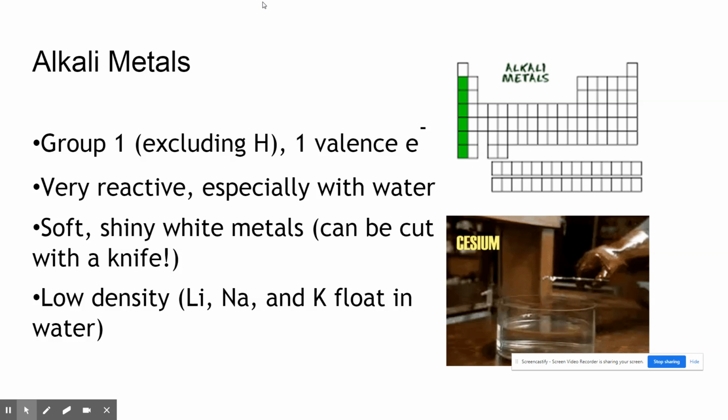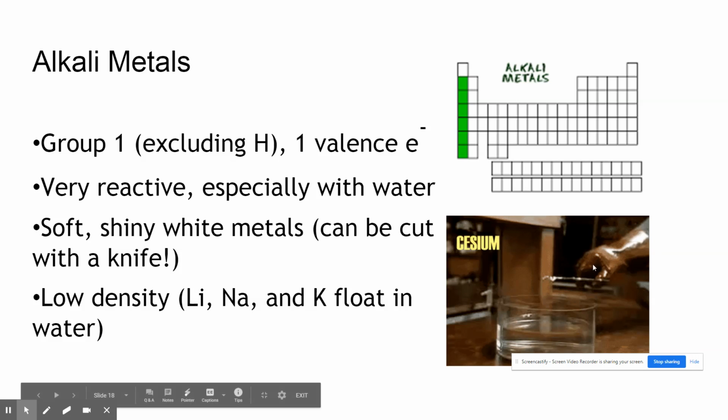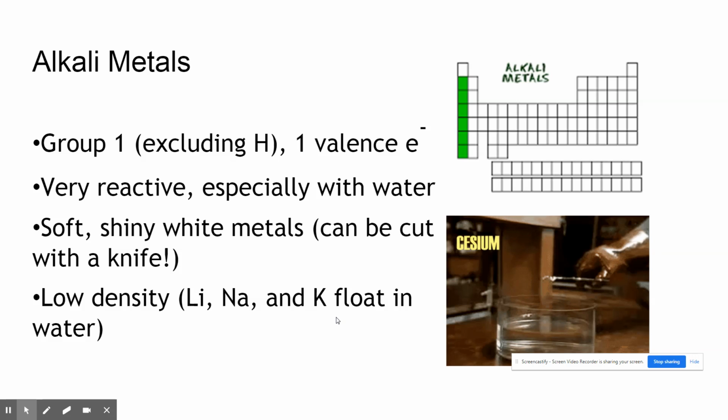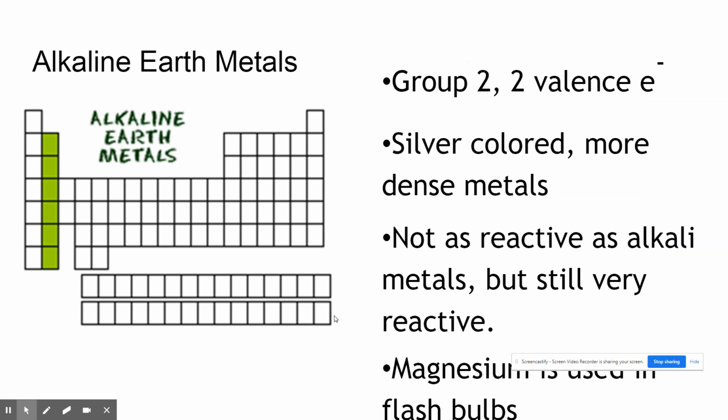Typically soft, shiny white metals. We can cut these. These are not very dense, okay? There is a video that I'll pop up for you guys to watch about reactivity, and you'll see all this stuff break and shatter and all that great stuff, okay? Alkaline earth metals, these are found in group 2. These are silver colored. They're more dense. They're not as reactive as your alkali, but they still are reactive.